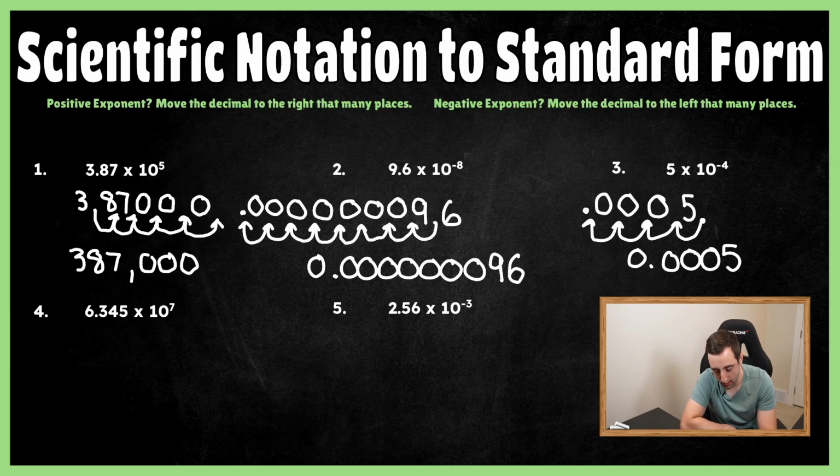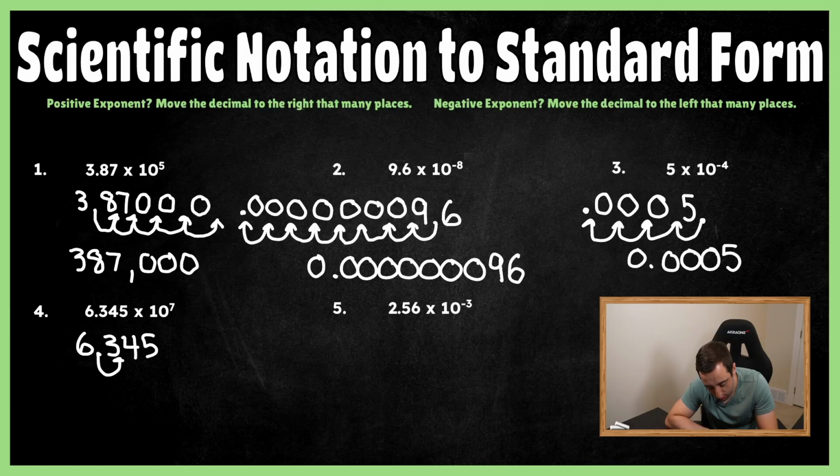Now let's go ahead and take a look at number 4. We have 6 and 345 thousandths times 10 to the 7th. This is a positive exponent, which means we're moving to the right 7. So let's move it once to the right, twice, 3 times, and it looks like we have to move it 4 more.